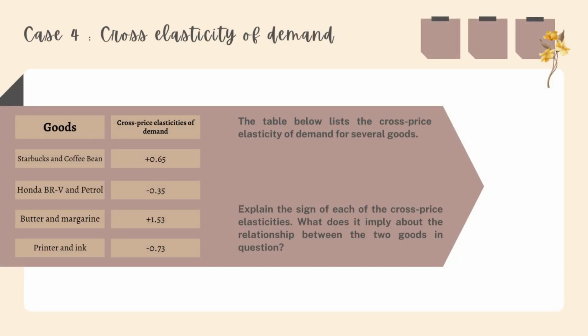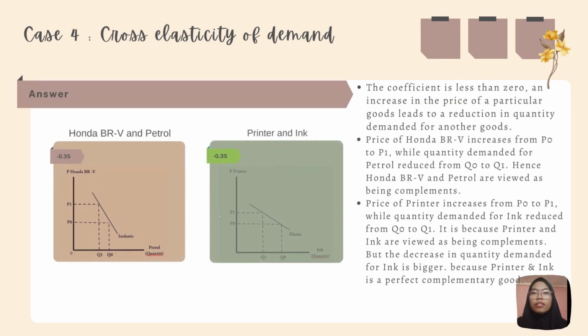If the coefficient is less than 0, an increase in the price of the particular good leads to a reduction in quantity demanded for another good. Price of Honda BRV increased from P0 to P1 while quantity demanded for petrol reduced from Q0 to Q1. It is because Honda BRV and petrol are viewed as being complement.